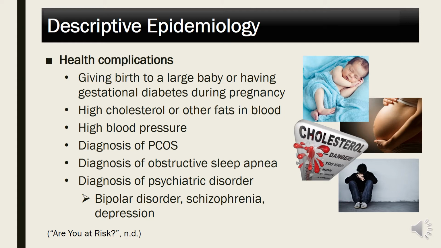A diagnosis of PCOS, which is short for polycystic ovary syndrome, or a diagnosis of obstructive sleep apnea also makes developing type 2 diabetes more likely. Finally, having a psychiatric disorder, such as bipolar disorder, schizophrenia, or depression, also correlates with an increased chance of developing type 2 diabetes.